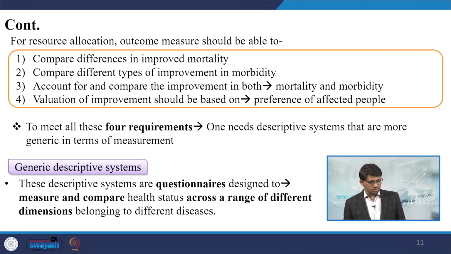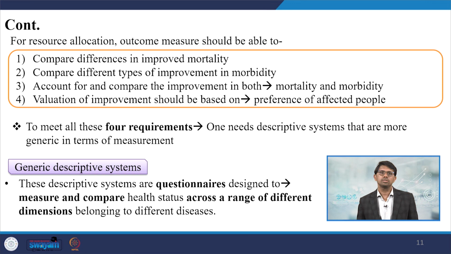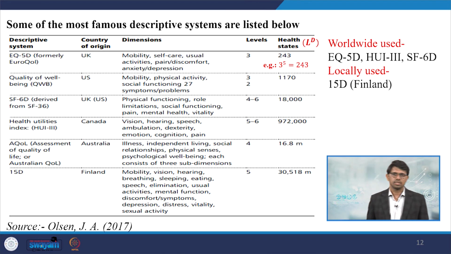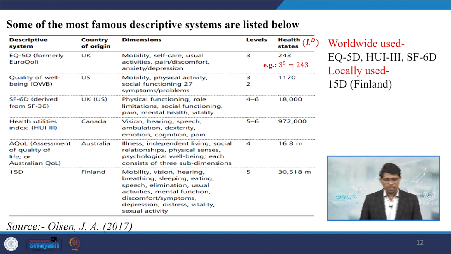The generic descriptive systems are largely questionnaires designed to measure and compare health status across a range of different dimensions belonging to different diseases, as I already mentioned. Here we will give you the real examples where authors apply and consider these scales or questionnaires with their respective dimensions. That is why we have mentioned the most famous descriptive systems, and we will also mention their health states and how many possibilities there are.